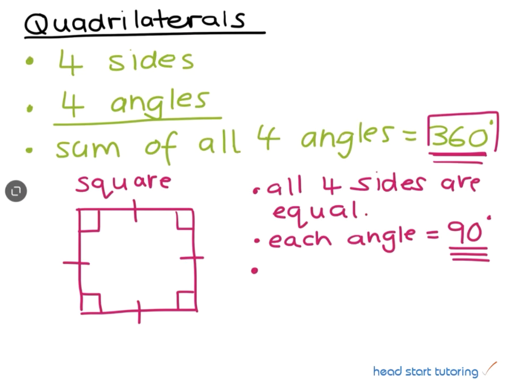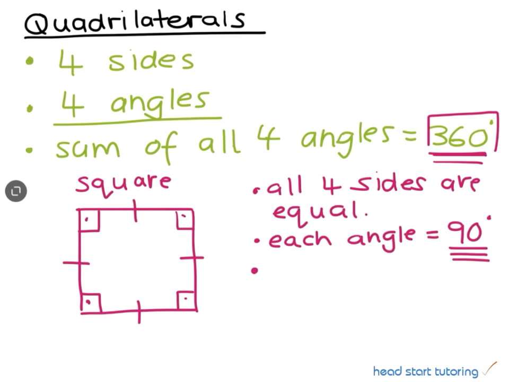So if you ever forget what the sum of the angles in a quadrilateral is, you can draw a little square, remembering that each of these angles here are 90 degrees, or right angles. Then you can say 90 degrees times 4, or you can add those 4 angles together and you will get an answer of 360 degrees.